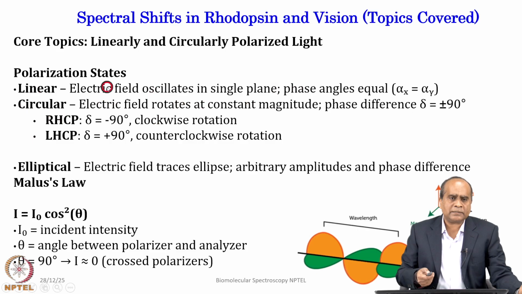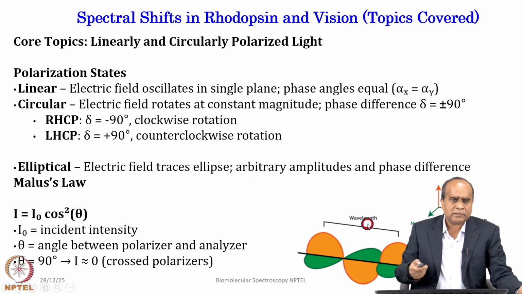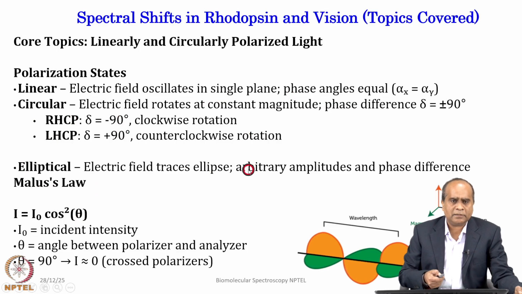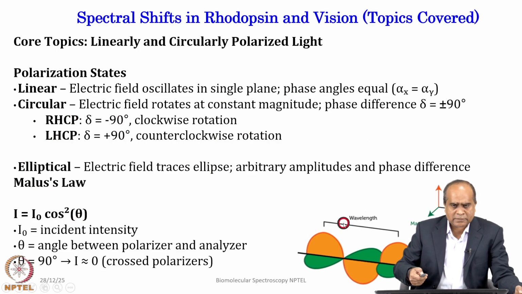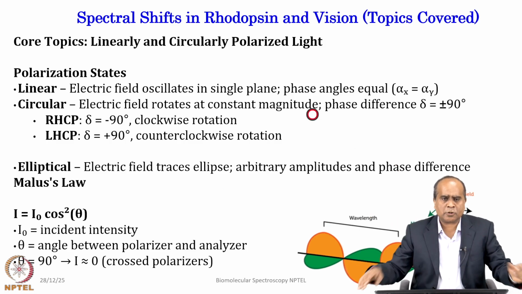In circularly polarized light, the electric field rotates at a constant magnitude like this, right, with a phase difference of plus or minus 90 degrees. If it rotates plus 90 degrees, it is called counterclockwise rotation, that is left handed circularly polarized light. If it rotates minus 90 degrees, it is called clockwise rotation, right. And there is a third kind of polarized light which we can call elliptically polarized light. Here the electric field traces an ellipse, not a circle, where the two axes are different, a long axis and a short axis.